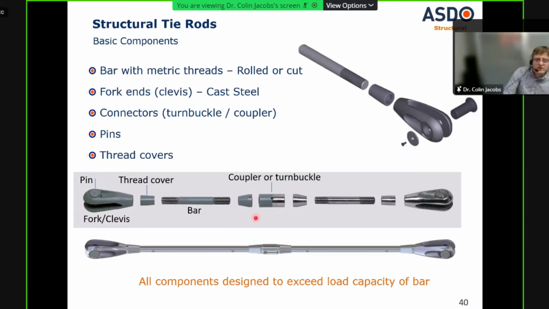We also have, if we want to extend to whatever length, we can use couplers or turnbuckles. This also allows in situ length adjustment, and also importantly, if we have a turnbuckle, allows in situ stressing. So once we've installed the bar, we can then put any load we wish within the bar capacity into the structure. And importantly, all components are designed to exceed the load capacity of the bar, as you'd really expect.